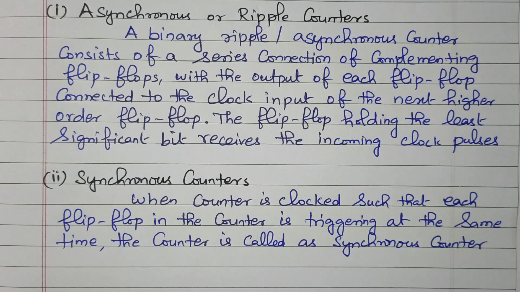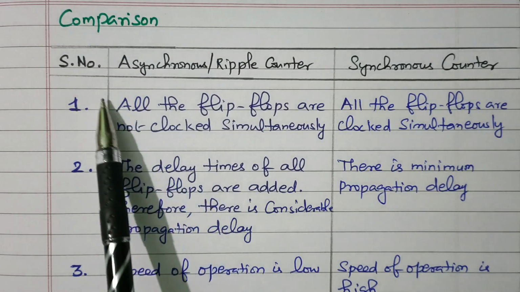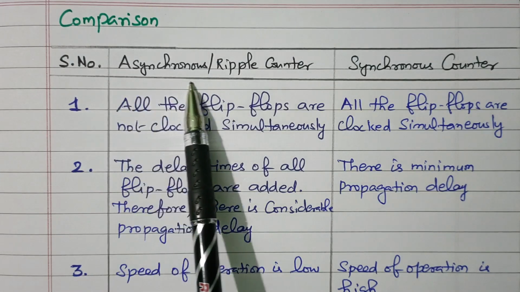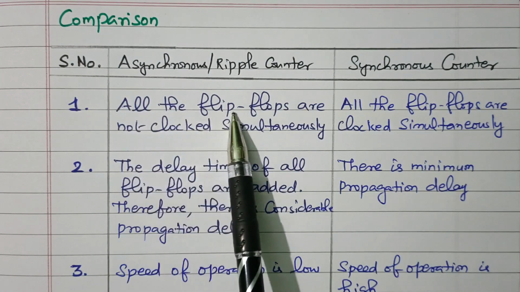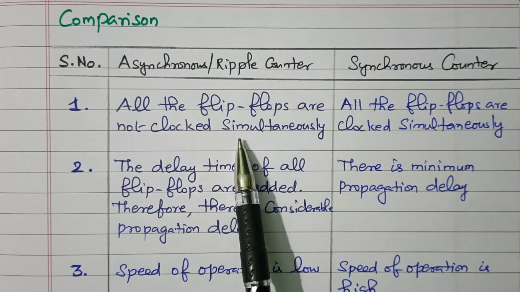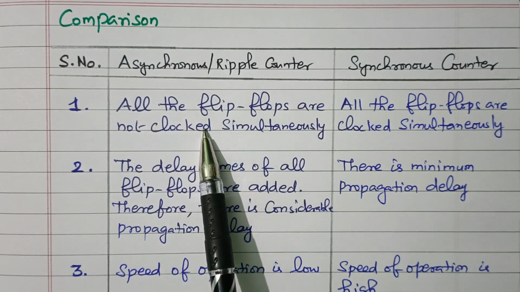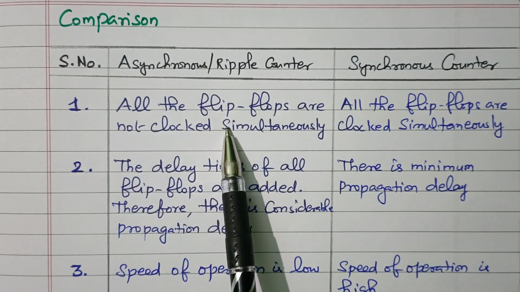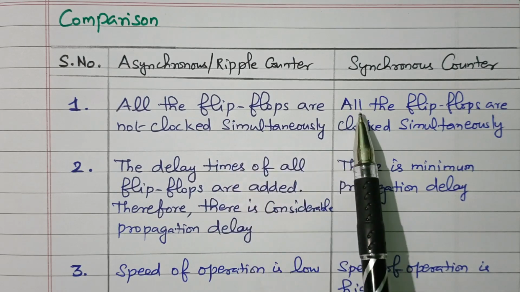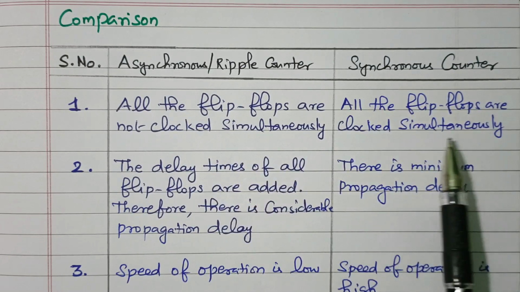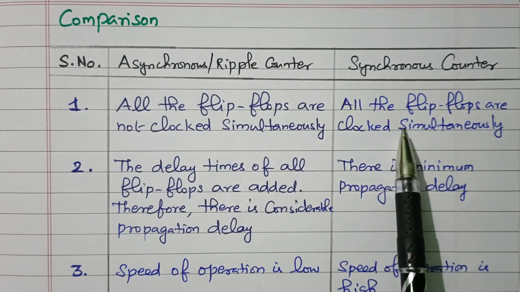Now let us compare these. What are the similarities and what are the differences between synchronous and asynchronous counters? In this comparison table we have a serial number, the first column is the asynchronous or ripple counter, and the second column is the synchronous counter. In the asynchronous counter, all the flip-flops are not clocked simultaneously. Only the first flip-flop is given the clock pulse, and the second flip-flop gets its clock pulse from the output of the first flip-flop. But in the synchronous counter, all the flip-flops are clocked simultaneously. The same clock pulse is given to all the flip-flops.